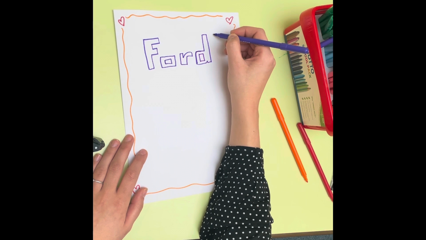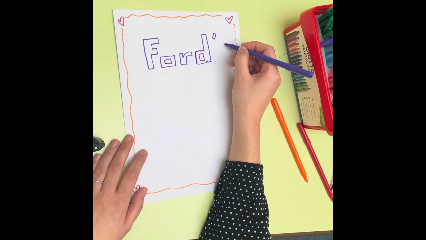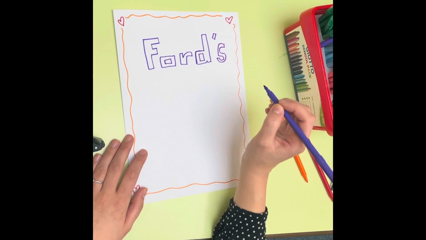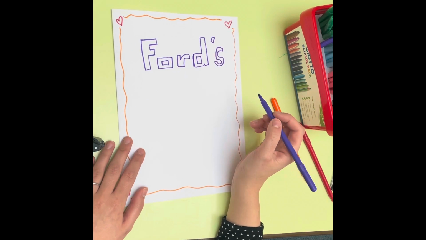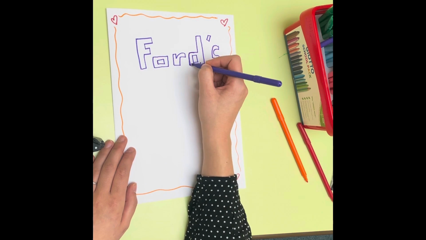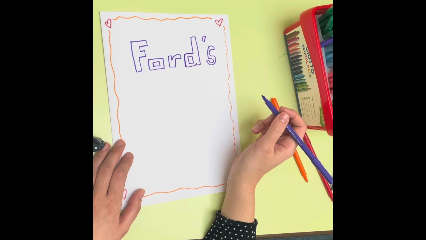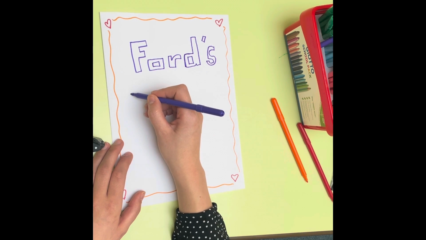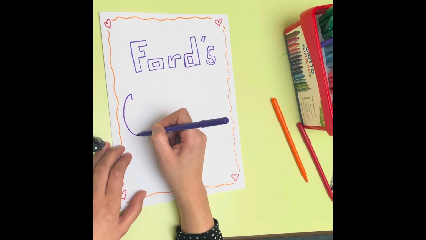Ford's, and now I need apostrophe S because the cafe belongs to me. Now, if you're finding this a bit tricky, you might get your grown-up to do the writing and then you could colour it in. But I want you to have a really good go. So Ford's, and then I'm going to do cafe. I'm going to do my cafe sign a bit bigger.